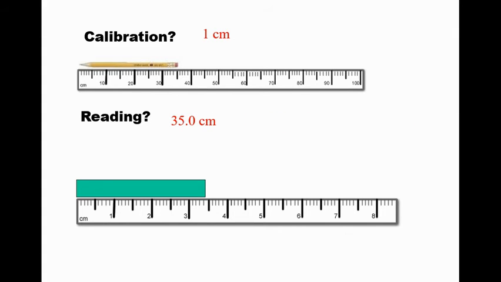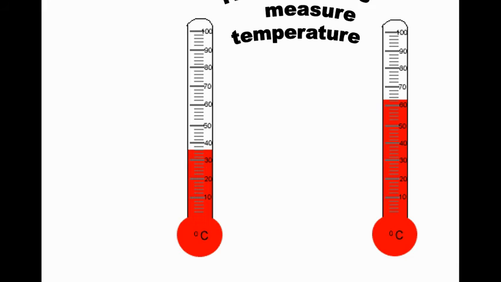So because I have a calibration in the 1 spot, my reading will have a digit in the 10th spot, which is my estimated digit. The one below is centimeters still, but it has a different calibration of 0.1 centimeter. So my reading is going to have an additional digit in the 100th spot.